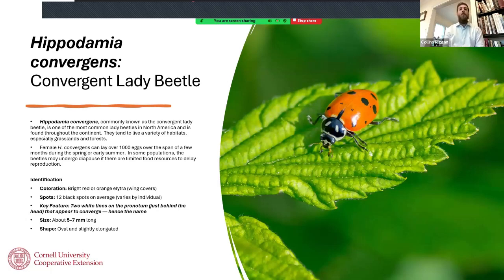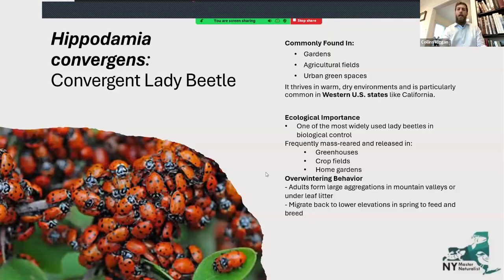So how you can identify it. This one is typically bright red or orange, and it's normally going to have 12 spots. The one feature, or actually really two features that make this one stand out are the two white lines behind its head. That's very characteristic of this species. And then if you notice, it's a little bit elongated in a bit of a spade shape. So it's not that typical kind of bubbly round dome. And that really does make this one stand out a bit. They're going to be 5 to 7 millimeters long. And here's a little bit of another picture.